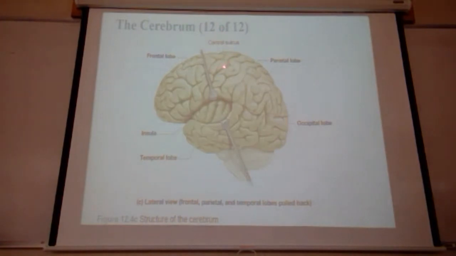Again, here is the central sulcus separating the frontal from the parietal lobes. Here's the occipital lobe. There's the temporal lobe, and there we're peeling back these two lobes to show the insula, which lies directly over the diencephalon.